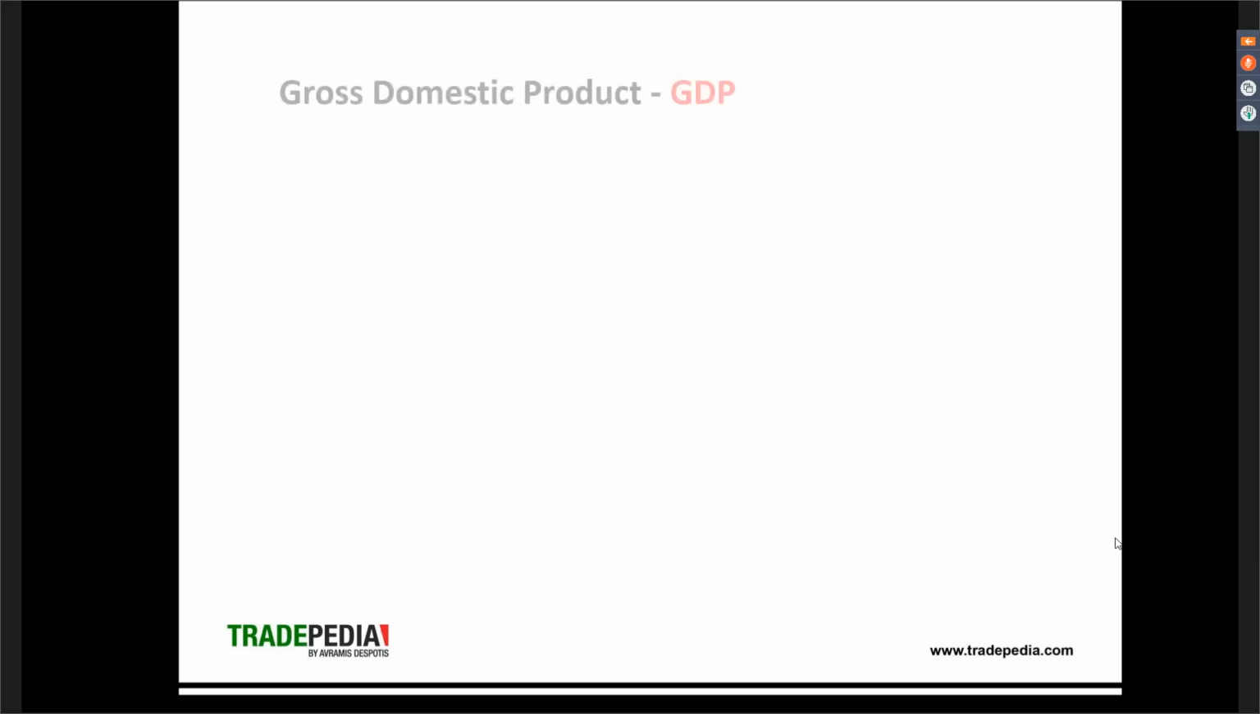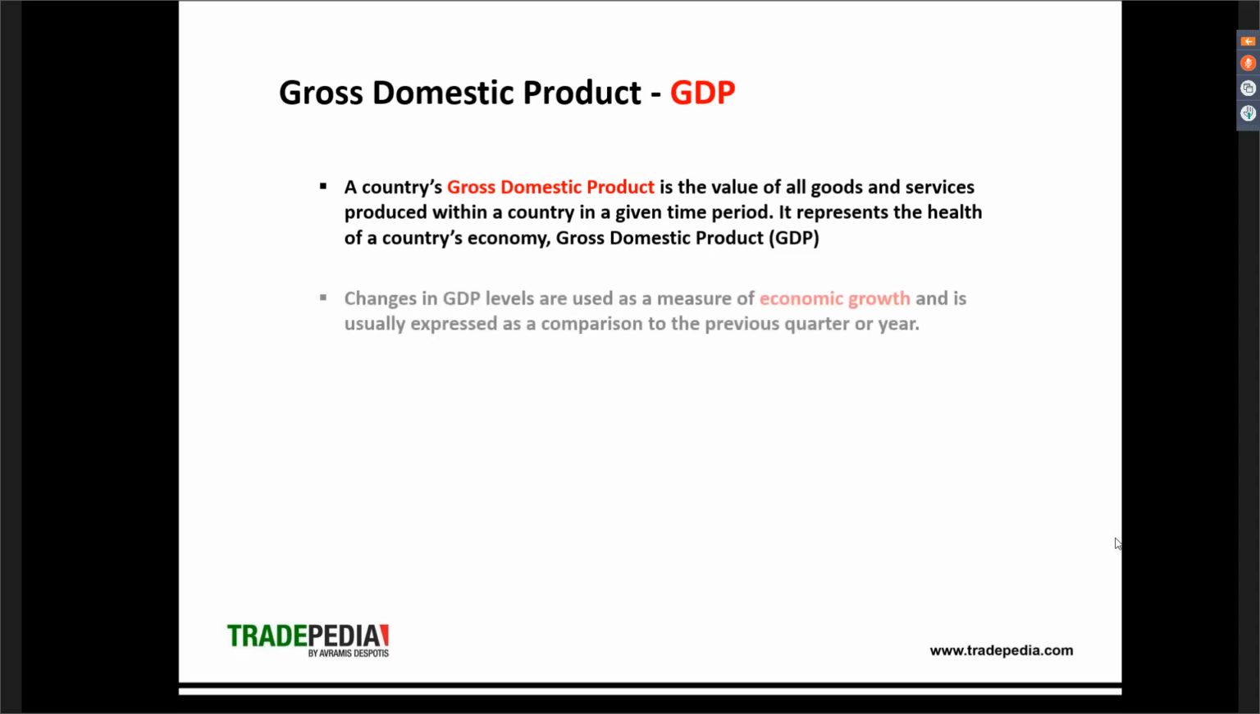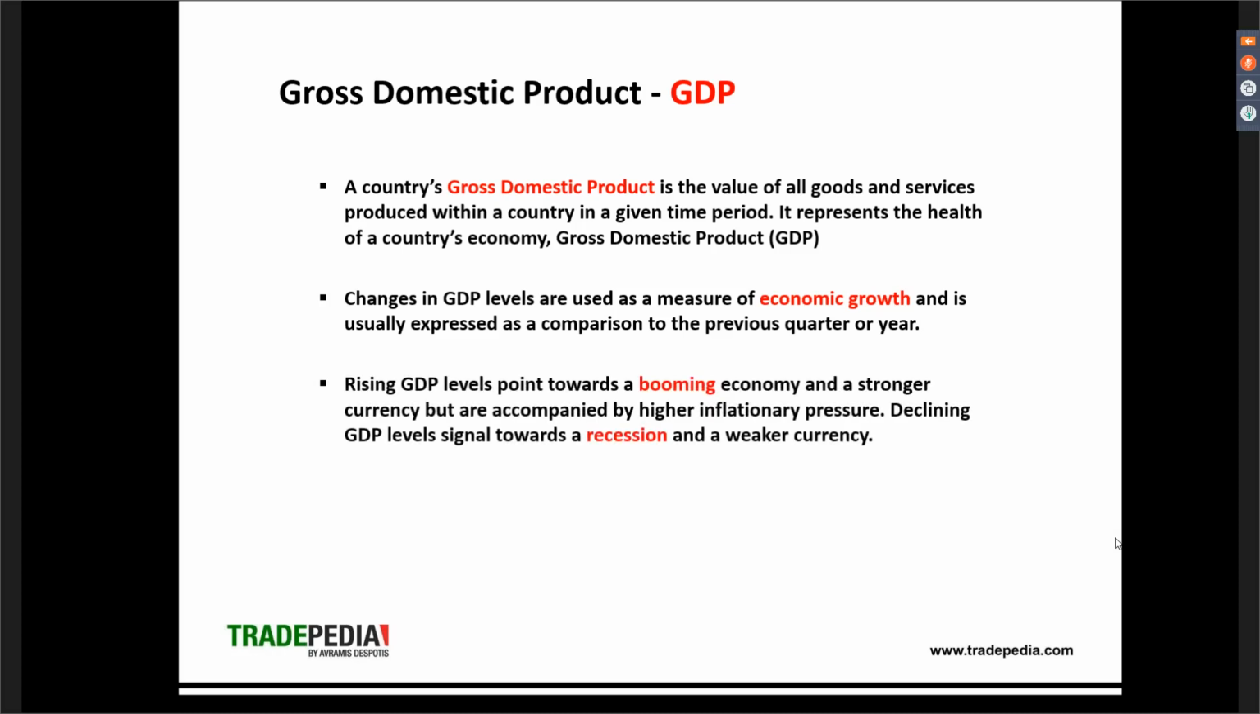All right. Now, the next aspect that can affect the central bank's intentions about interest rate is, of course, the growth, the gross domestic product, in other words, the growth levels. So a country's gross domestic product is the value of all goods and services produced within a country in a given period of time. It represents the health of a country's economy, the GDP. Now, changes in GDP levels are used as a measure of economic growth and are usually expressed as a comparison from the previous quarter or previous year. Rising GDP levels point towards a booming economy, stronger currency, but are also accompanied by higher inflationary pressure.